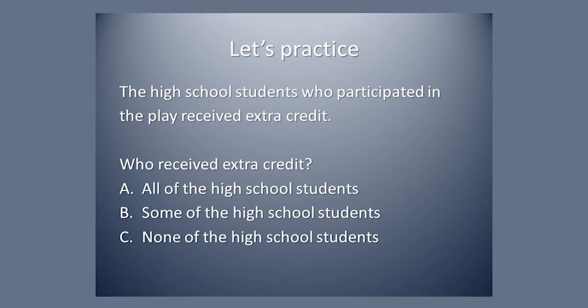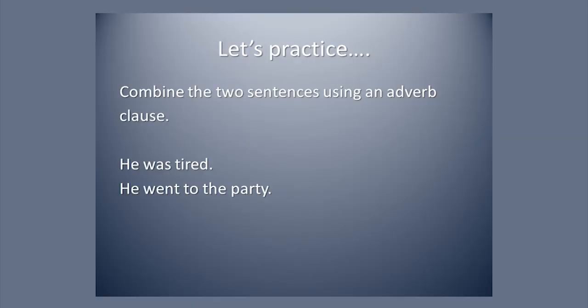The correct answer is B, some of the high school students. Notice that this sentence does not have commas, so the adjective clause is an identifying clause. It tells us which students received extra credit. Only the students who participated in the play received extra credit, not all of the students. For this practice, you need to combine the 2 sentences using an adverb clause. Pause the video while you write your new sentence.